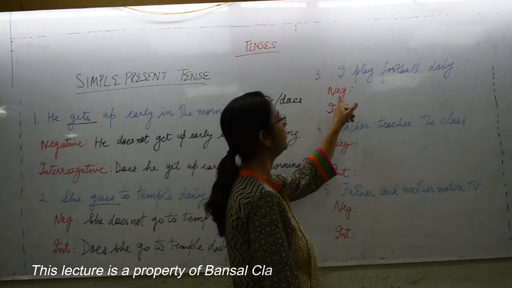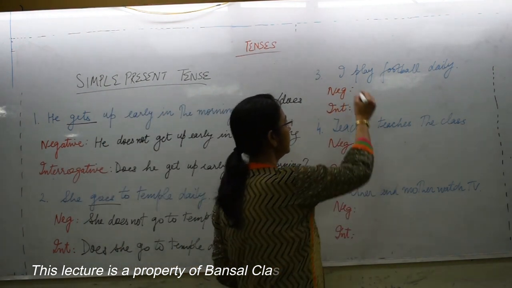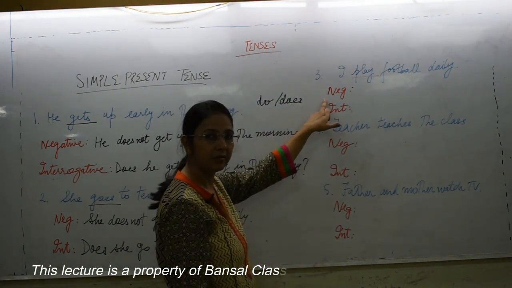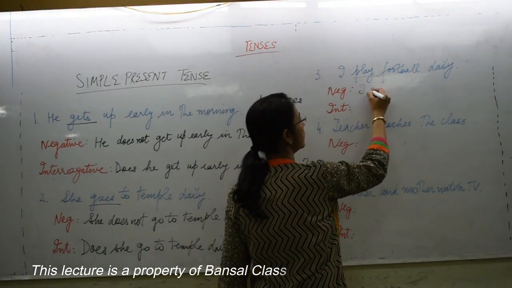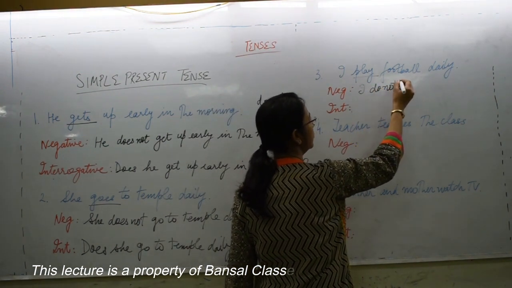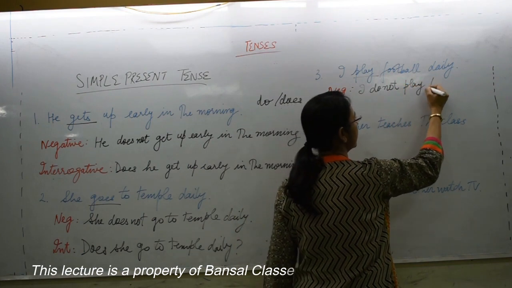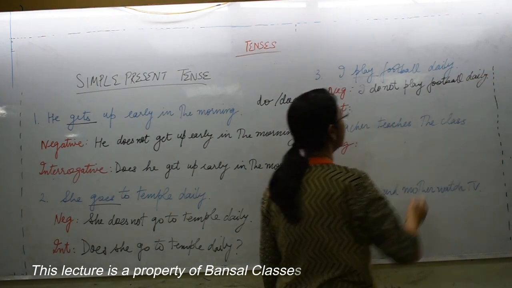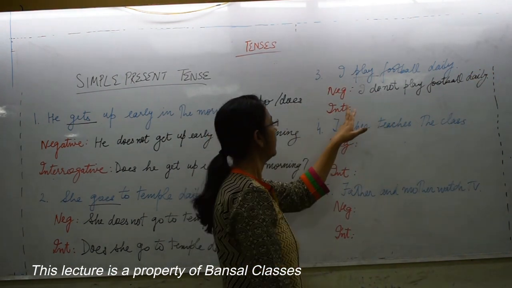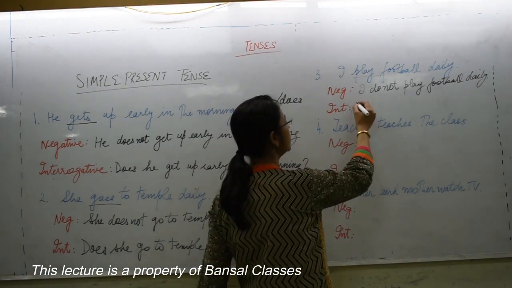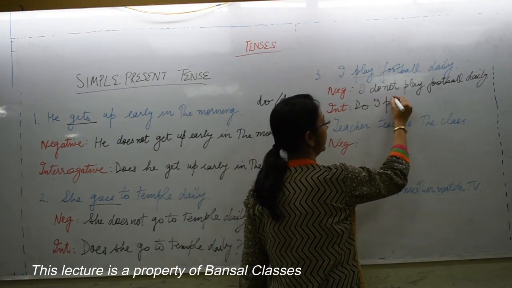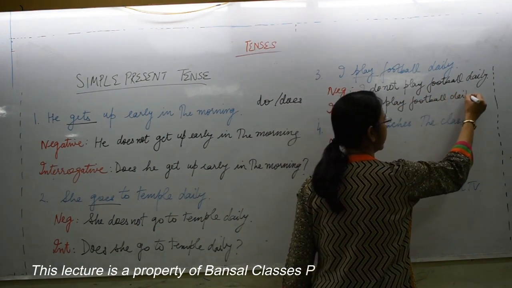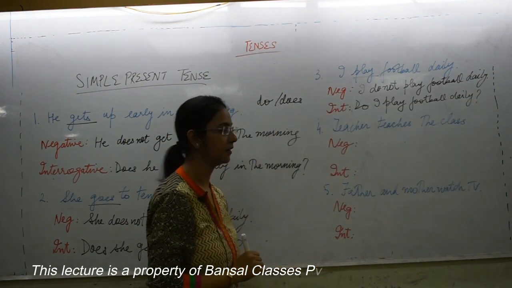Now, I play football daily. So, over here we have used play, not plays. Negative, over here I comes with do not. I do not play football daily. Okay, with I we will make use of do. Interrogative, again we will use do. Do I play football daily? And a question mark.